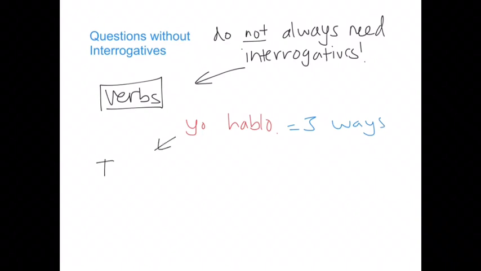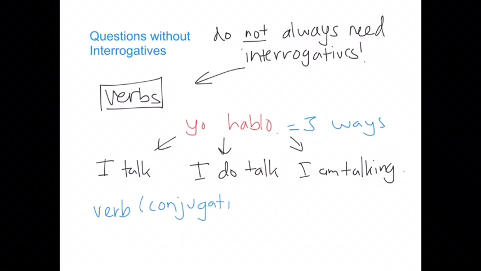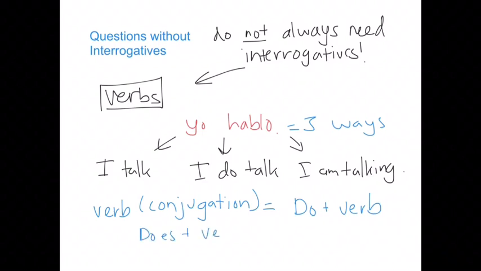We can have I talk, I do talk, or I am talking. So therefore, just by using a verb and a conjugation of that verb, we can express do or does in a Spanish question. So do you talk? So once again, we can express do or does for any action just by conjugating and making it a question with punctuation.